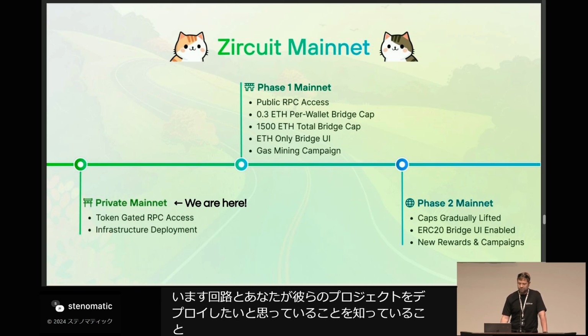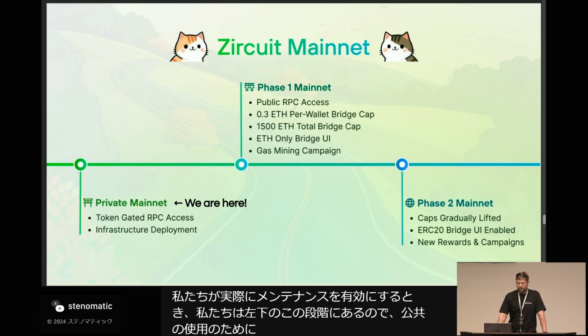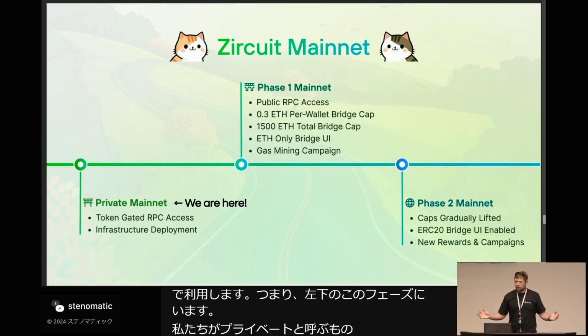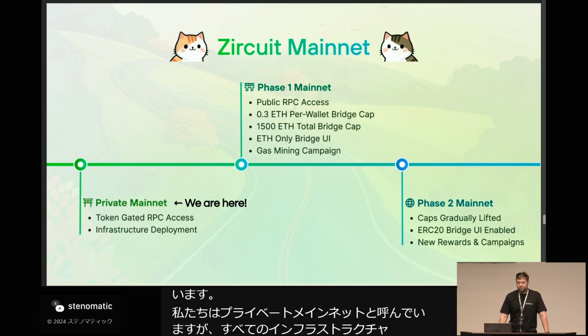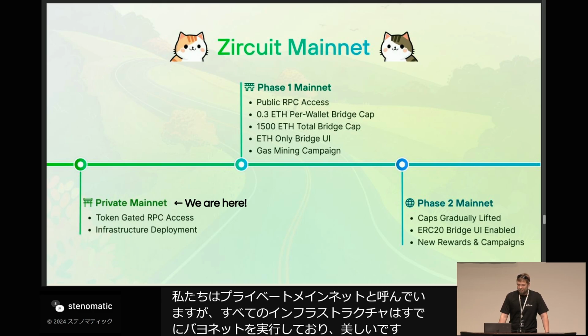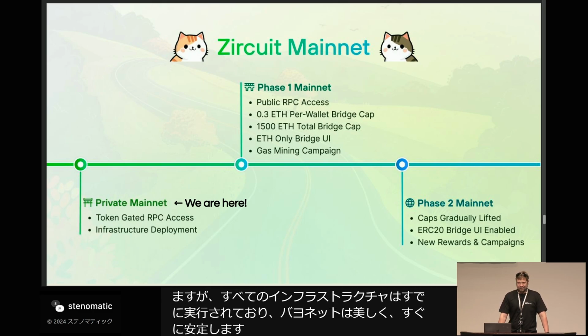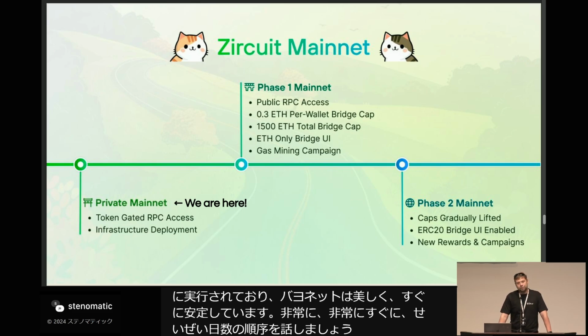So we are in this phase on the left bottom that we call private mainnet, but all the infrastructure is already running. The mainnet is beautiful and it's stable. Soon enough, very, very, very soon. Let's speak order of days, at most weeks, okay? We are going to transition this mainnet into a public mainnet.